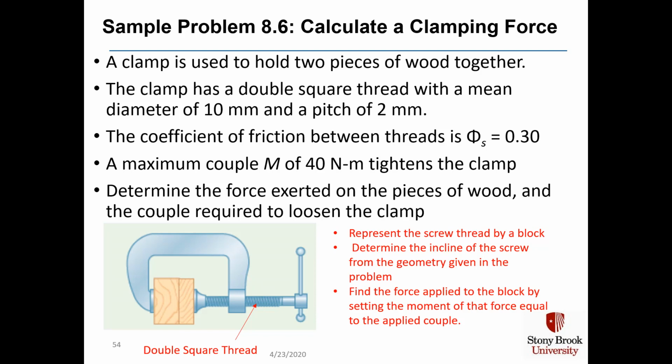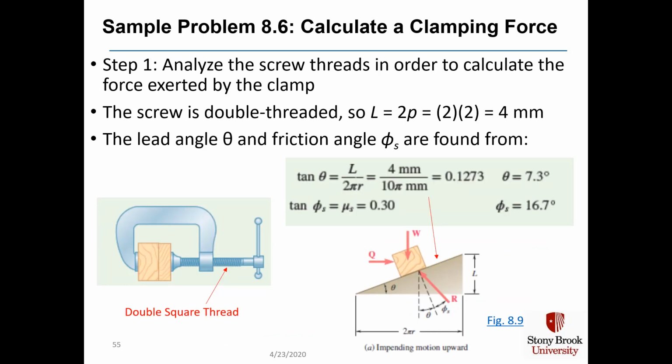And to solve this problem, we will represent the screw thread by an inclined block, and we'll determine the incline of the screw from the geometry which we're given. We'll find the force applied to the block by setting the moment of that force equal to our applied couple, which is 40 Newton meters. In step 1, we're going to analyze the screw threads in order to calculate the force exerted by the clamp. The screw is double threaded, so the lead L equals twice the pitch, which equals 4 millimeters.